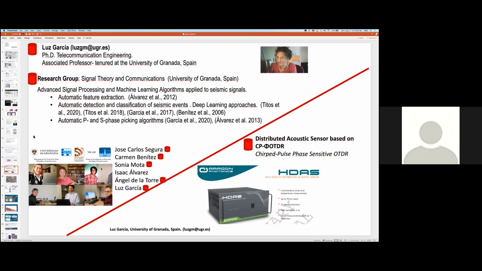We are very new to working with DAS technology. We haven't started yet, but we are in the process of acquiring a distributed acoustic sensor from a company from Spain called Aragon Photonics, which uses a technology called chirped-pulse phase-sensitive OTDR. We plan to use it in the seismic campaigns in which we normally work, and we would also like to use it for intelligent traffic management in cities. We want to sensorize traffic of vehicles and pedestrians.